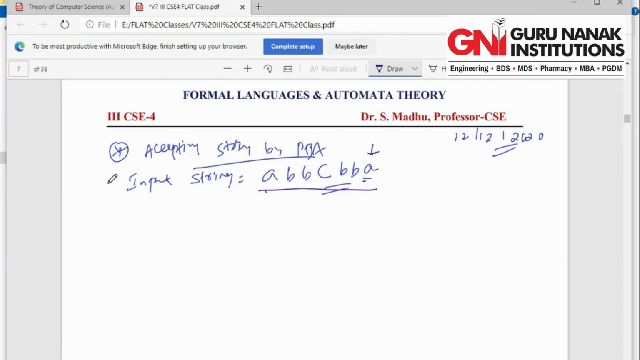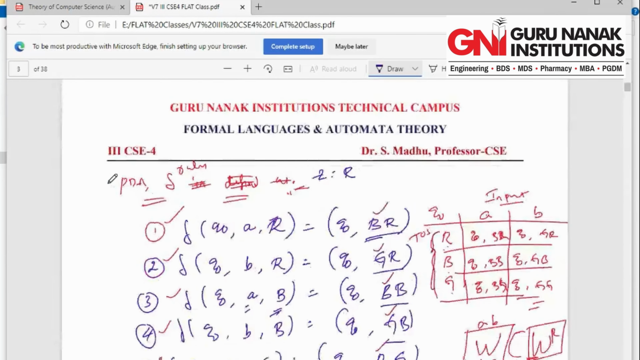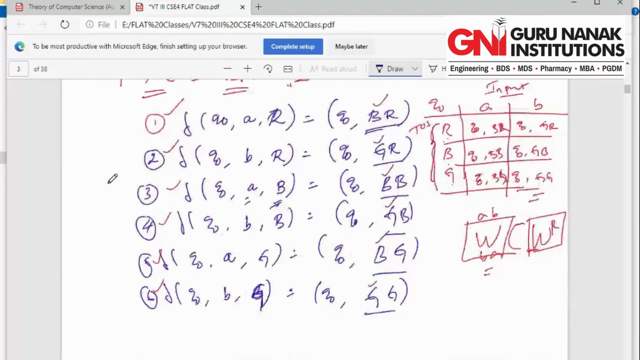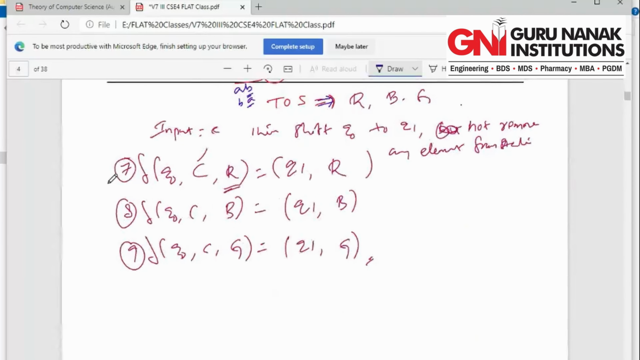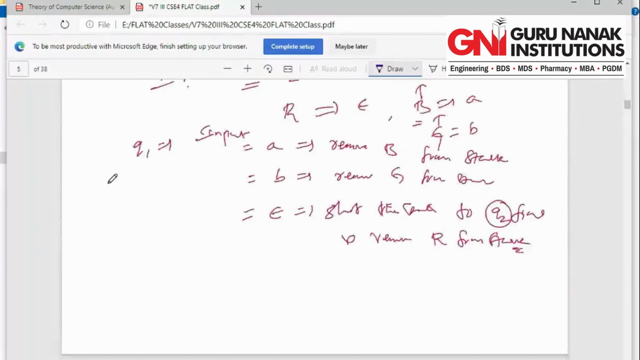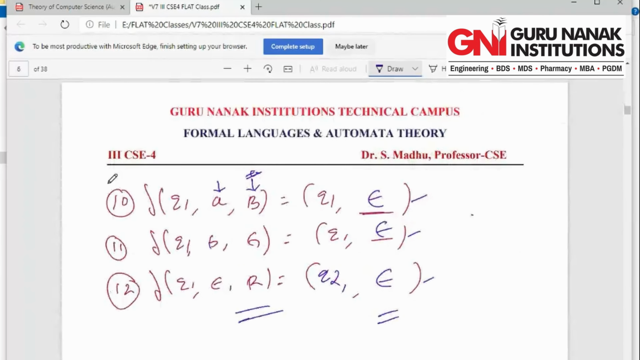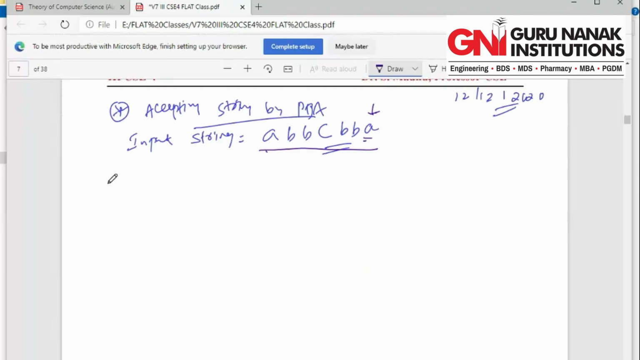Already we constructed the insert rules. So these are the insert rules. And the change of state rules, these three. And so these are the rules for removing an element from the stack. Okay. So this is the way we can do it.